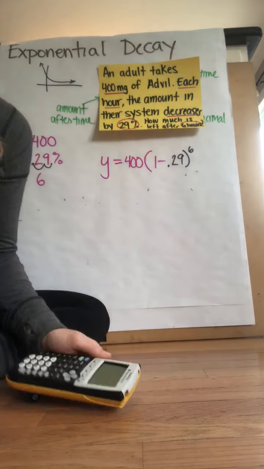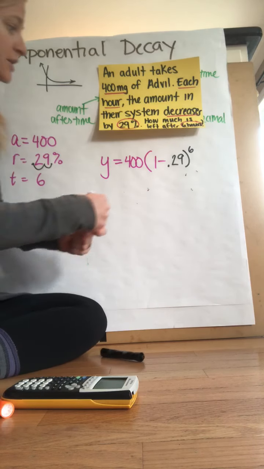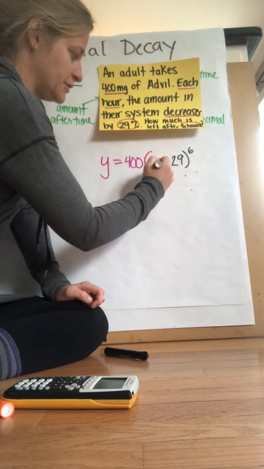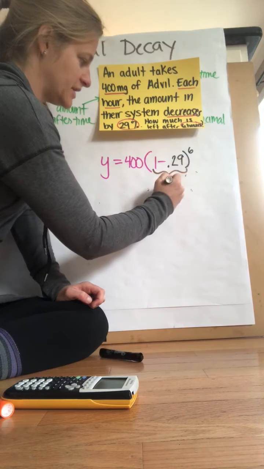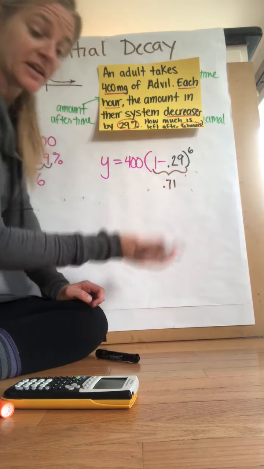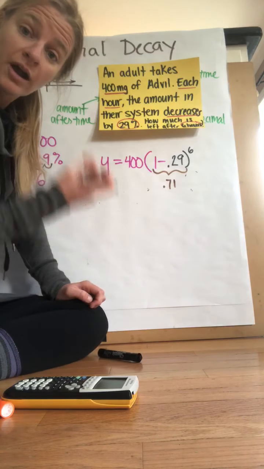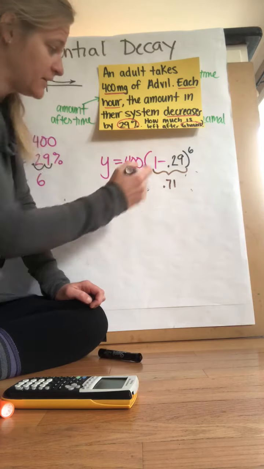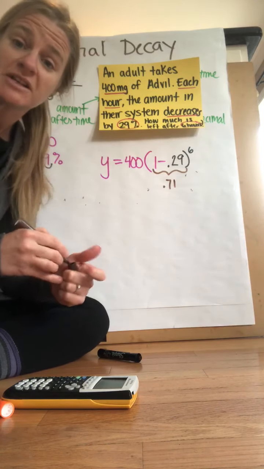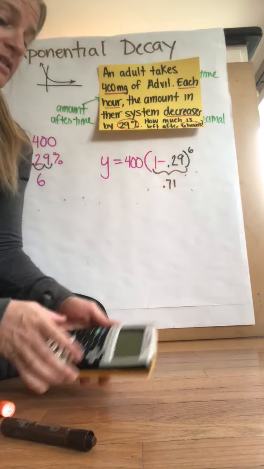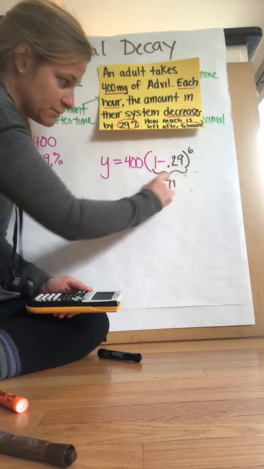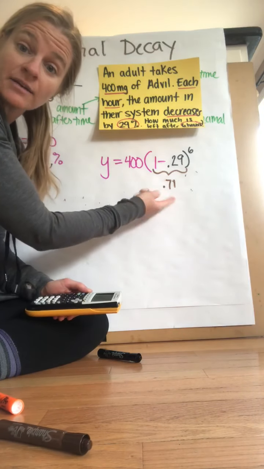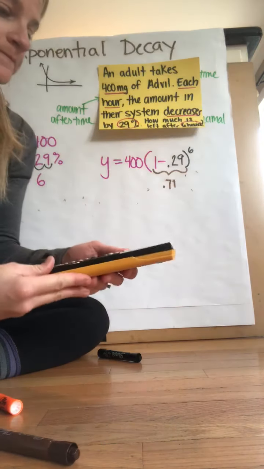Now, you could very well, if you wanted to, before you do your equation, turn this into 0.71, because when you subtract 0.29 from 1, we get 0.71. It's the same deal. You get the same answer. And notice how that's smaller than 1, right? 0.71, smaller than 1.